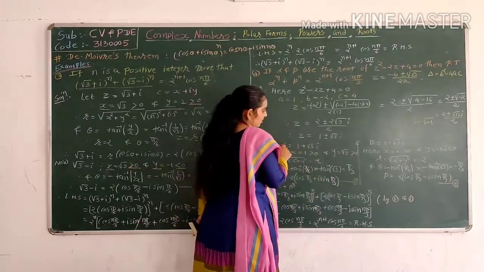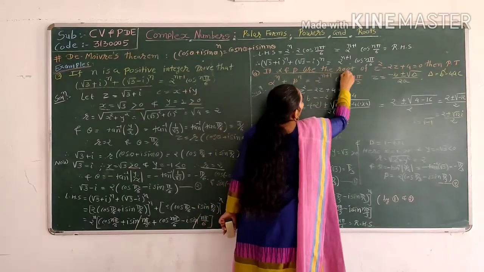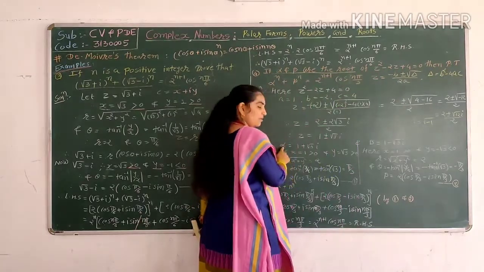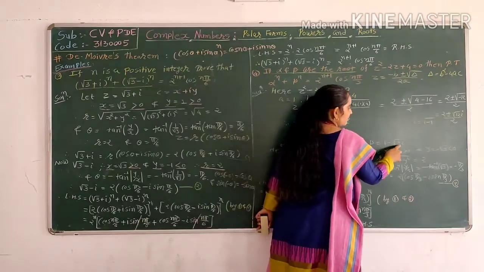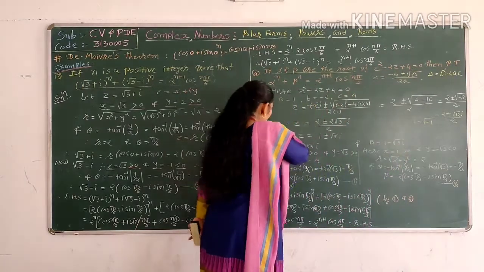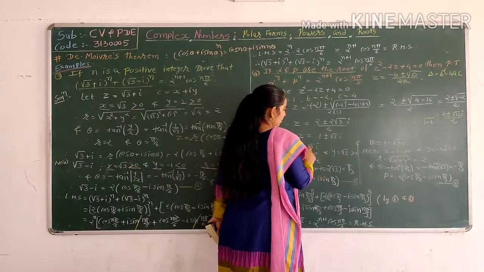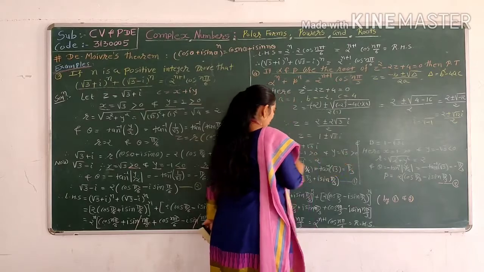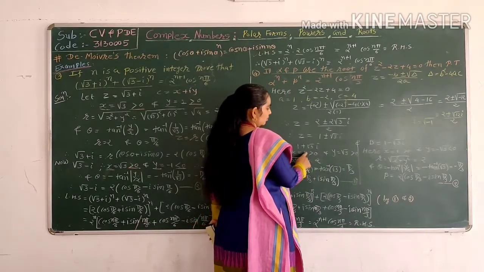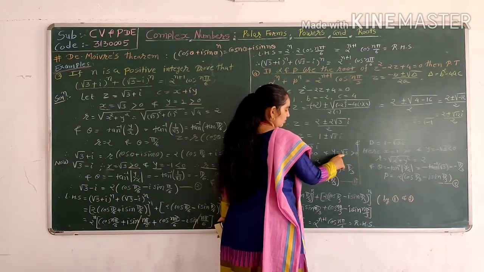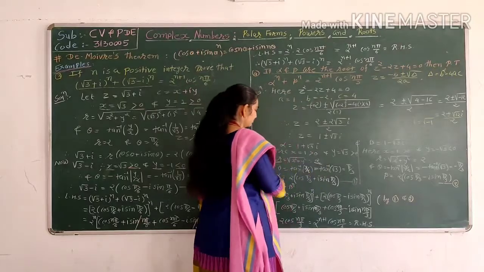Now we can write alpha and beta, because alpha and beta are given as the roots of this equation. Therefore alpha is equal to 1 plus under root 3 i and beta is equal to 1 minus under root 3 i. Now here x is equal to 1, which is greater than 0, and y is equal to under root 3, which is also greater than 0. Therefore r is equal to under root x square plus y square, which is under root 1 square plus under root 3 square, which is under root 4, which is equal to 2. Therefore r is equal to 2.